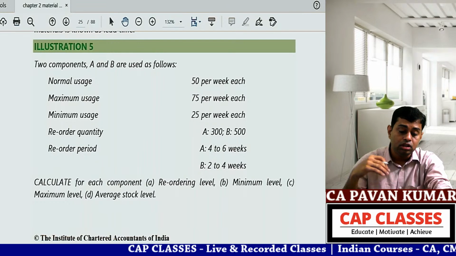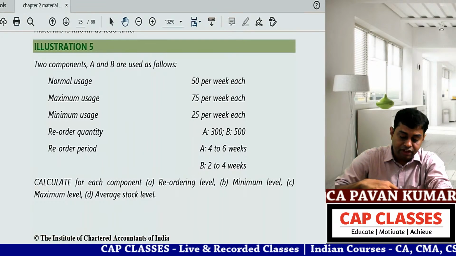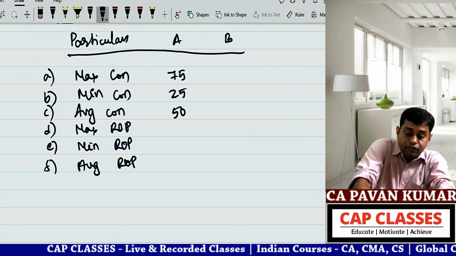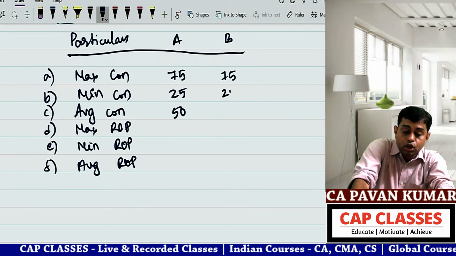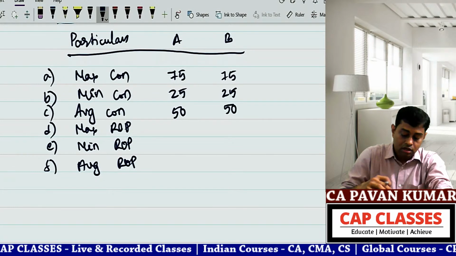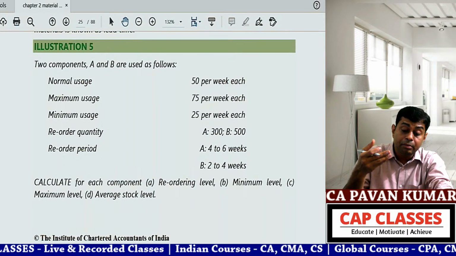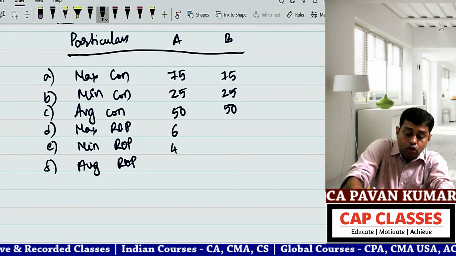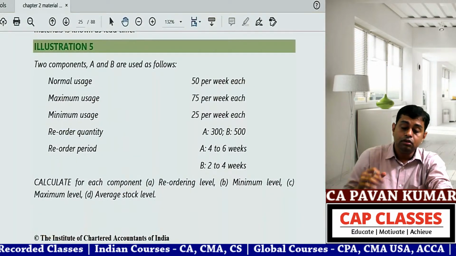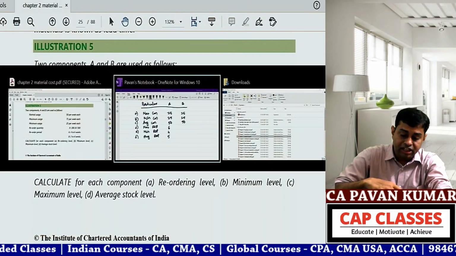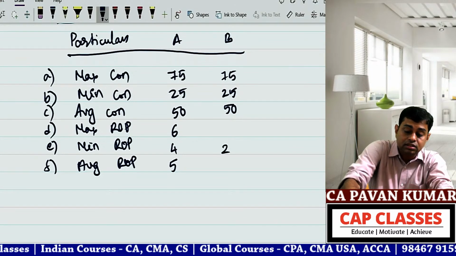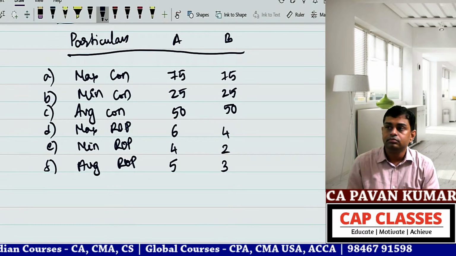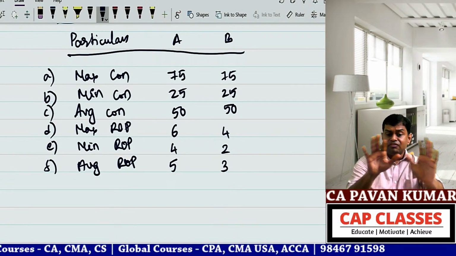Consumption is same for both. Normal 50, maximum 75, minimum 25. Now reorder period for material A 4 and 6. Maximum 6, minimum 4, average 5. For material B 2 to 4 weeks. So minimum 2 weeks, 4 weeks, average 3 weeks. Do you understand this table? So this is the data we have captured.